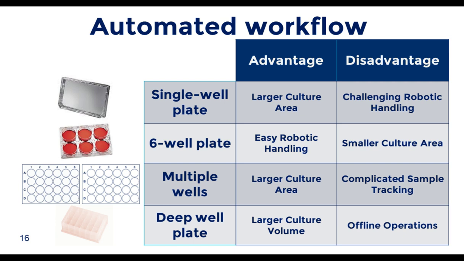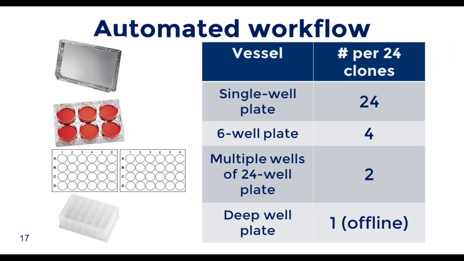1 well plates have greater culture area than a T25, but can be difficult to handle on a robotic platform, with potential sloshing of medium during plate movements. 6 well plates are easy to handle robotically, but possess less culture area than a T25. Multiple wells of any plate size increase culture area, but sample tracking could get complicated. Deep well plates can be handled robotically, but perform best shaking, so a shaking incubator would need to be integrated, or the step would have to be taken offline, bringing back a limitation of the T-flask.